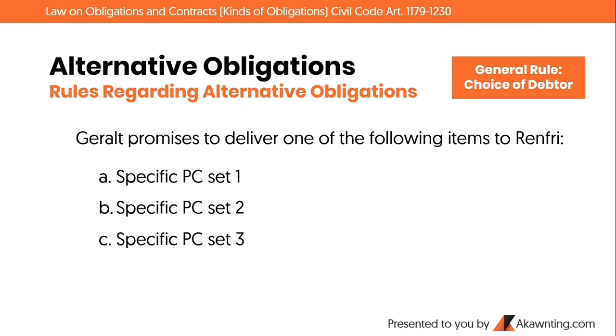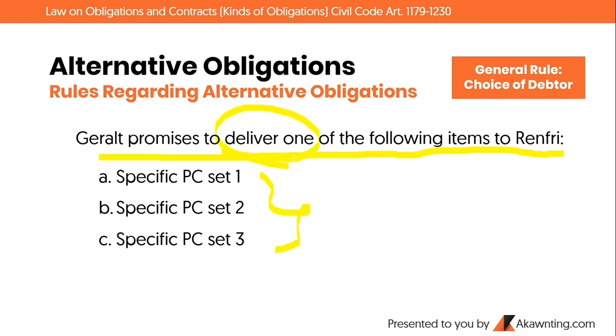Okay, meron tayong first example. So, Gerald promises to deliver one of the following items to rent-free. Okay, so we have 3 prestations. Specific PC set number 1, specific PC set number 2, and specific PC set number 3. Okay. In alternative obligation, fulfilling or giving either of A, B, or C will extinguish this alternative obligation. From the word itself, makikita natin kasi to deliver one. Okay? One of the following items.